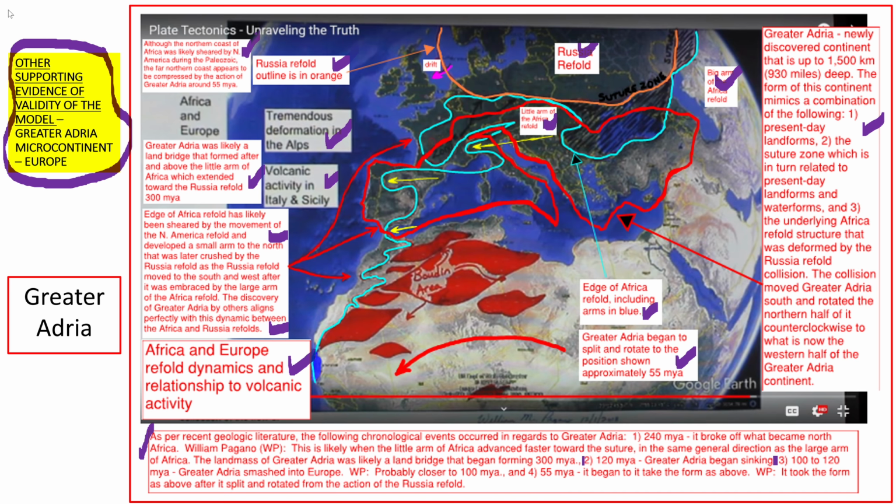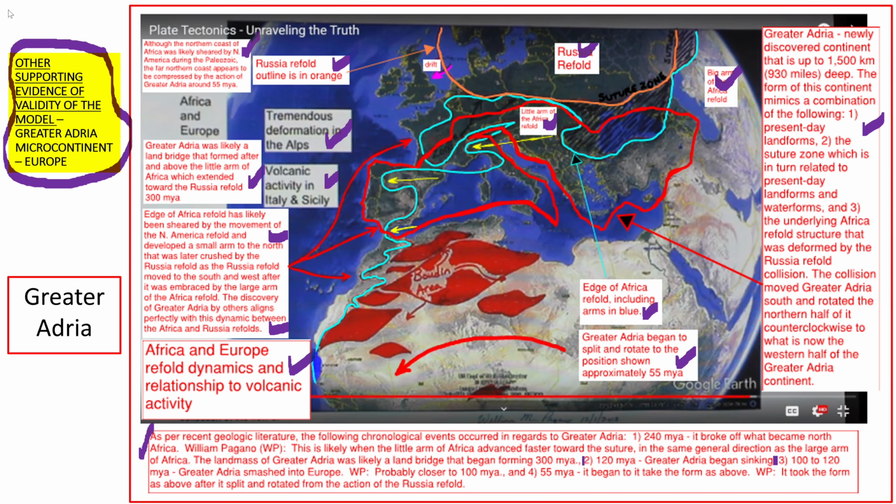3, 100 to 120 million years ago, Greater Adria smashed into Europe. According to my model, probably closer to 100 million years ago because the arm had to grasp the Russia refold and pull it in. So that's where that collision took place. You know, as it grabbed it, that was the actual collision.